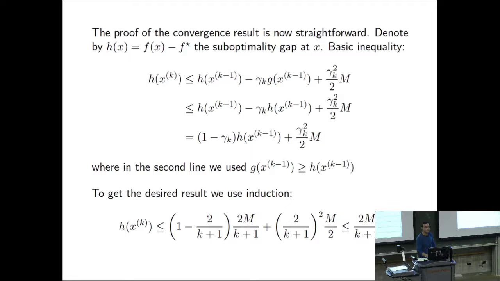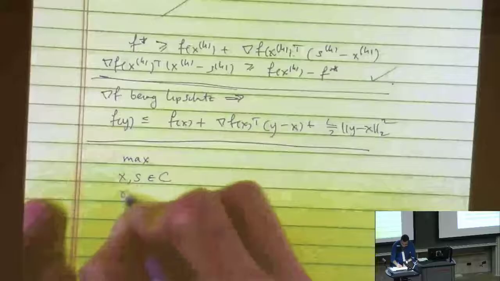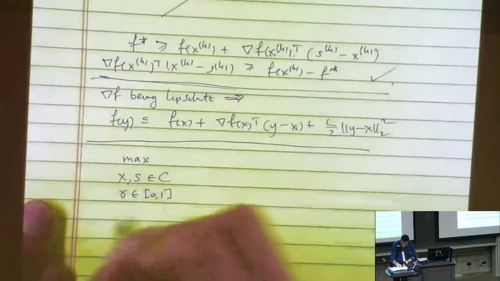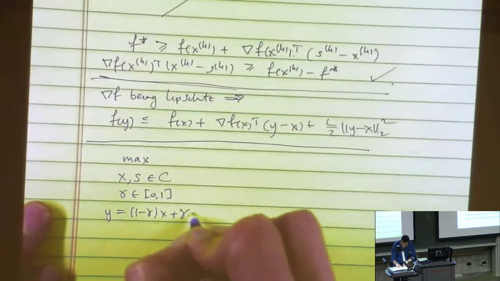You have a question? Slightly confused why gamma equals 1 should be in the max there. Oh, it doesn't attain the max. So yeah, I think maybe the subscripts are too small in the max. So this is the max over all points x, s in the set C, gamma that's between 0 and 1, and y that's equal to 1 minus gamma x plus gamma s.